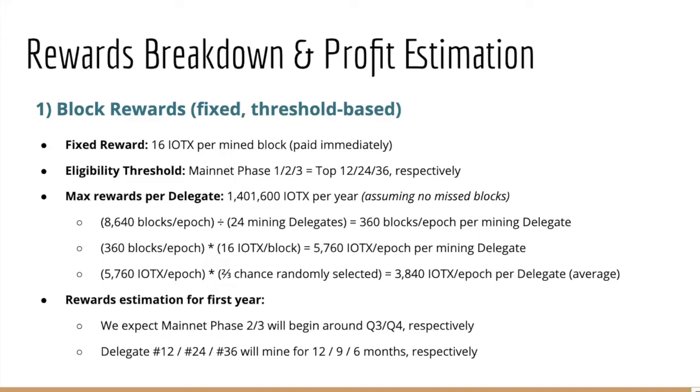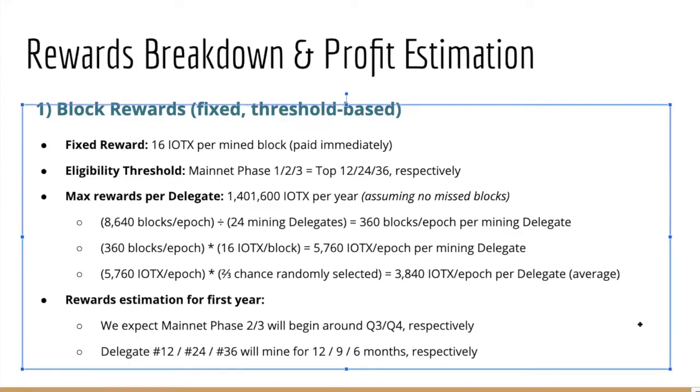To estimate this part of your rewards in any models that you are building yourselves, we expect that mainnet phase 2 or 3 will begin around Q3 and Q4 respectively. Maybe not directly at the beginning of Q3 or Q4, but somewhere around there. It depends on how the consensus progresses in the network. Based on that, what we've built into the profit calculator is an expectation of how often you'll be mining. And again, these block rewards are only for delegates that are mining blocks.